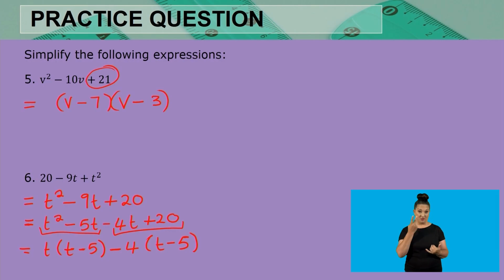So we are now having a common bracket that is the same, and that common bracket is that t minus 5. And then when we take out the common factor there, we are left with the t, and we are also left with the minus 4. And that is how we factorized that expression.